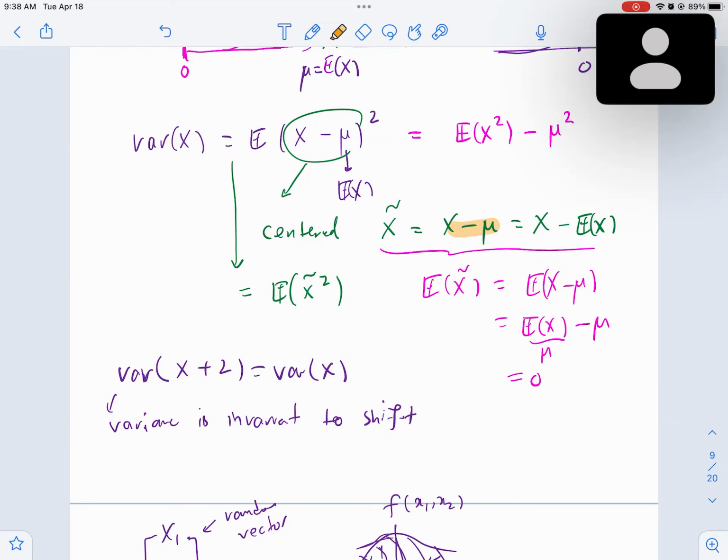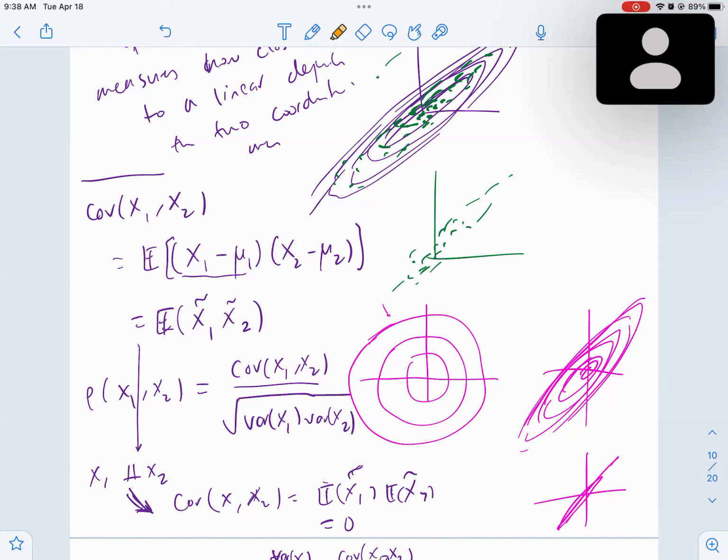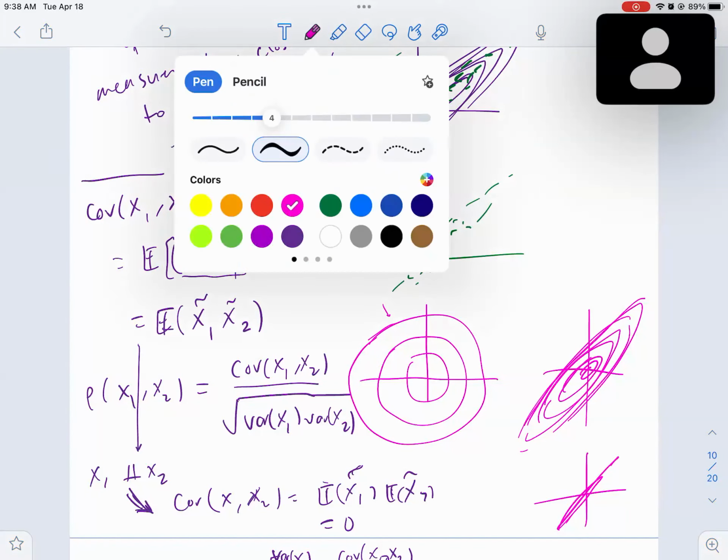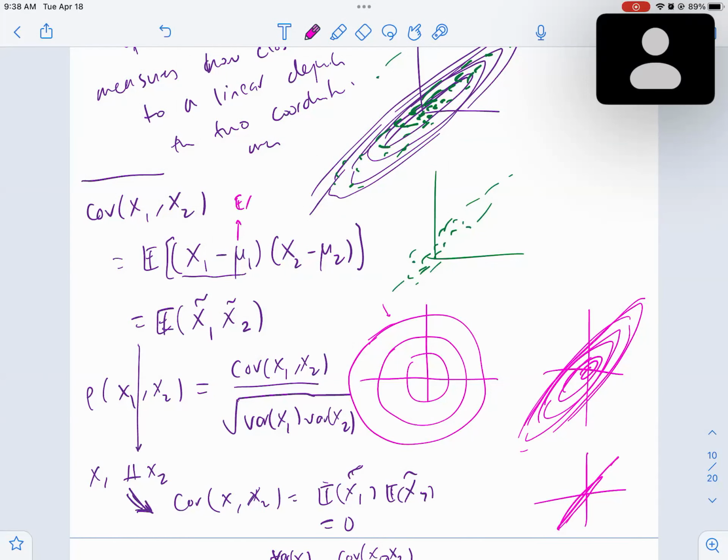And so the expectation of x tilde squared is going to be the variance. Then the idea of covariance was how linearly dependent they are, and this is the definition of the covariance. You can see again it's easy to define based on the centered versions of the random variables: x1 minus mu1, where mu1 is the expectation of x1, and mu2 is the expectation of x2. This is related to how these two random variables vary together.